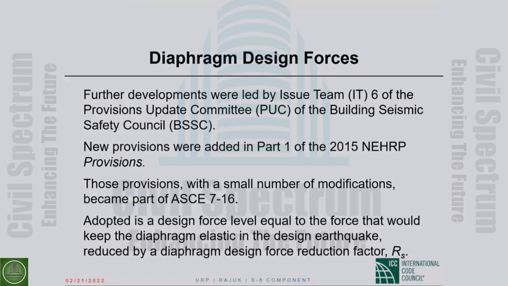So new provisions were added to part one of the 2015 NEHRP provisions. These provisions, with a small number of modifications, became part of ASCE 7-16, that is section 12.10.3 of ASCE 7-16. Adopted is a design force level equal to the force that would keep the diaphragm elastic in the design earthquake, reduced by a diaphragm design force reduction factor R sub S that we came up with.